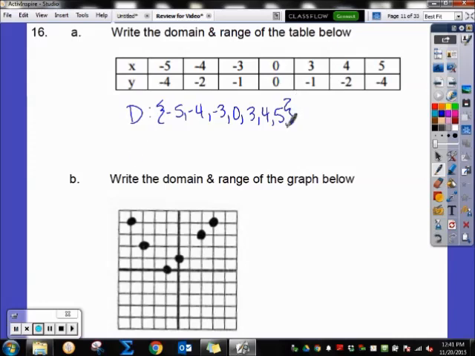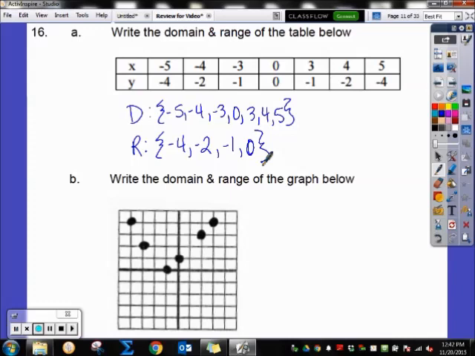Then for the range, you don't have to repeat numbers if they are repeated when you're just writing the domain and range. I don't have to repeat -1 or -2 or -4, so technically I can stop right there with my range. It's not wrong if you write it, just know if it's a multiple choice test that they probably won't be on there. For B, same thing.